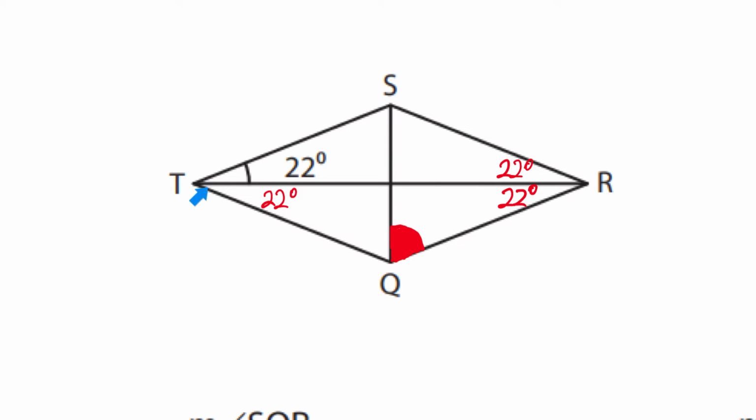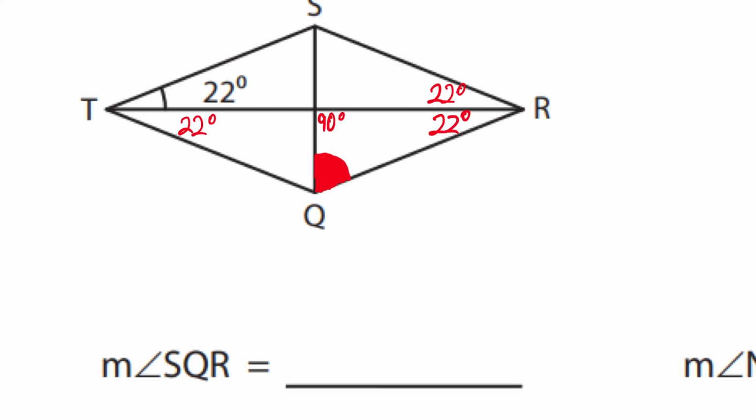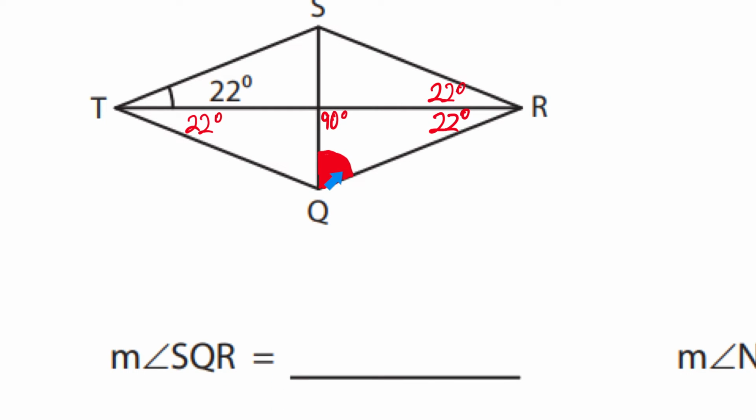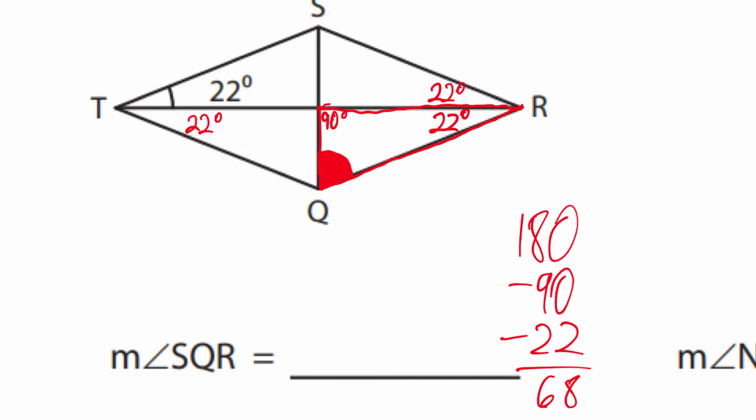Now, also, since this is a rhombus, what do I know about these angles in here? 90. They're all 90. So now I'm going to use that to help me find this angle I'm looking for. Forget about the rest of the rhombus and just think about this whole triangle. In a triangle, what do these three angles add up to? 180. So I'm going to do 180 minus 90 minus 22, and whatever's left is going to give me this. Okay, good. So 180 minus 90 minus 22 is 68.